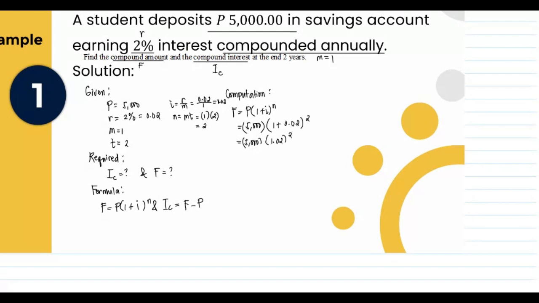raised to 2. And then we do the exponents first, class. Do not do it the way some students do, wherein they multiply 5,000 with 1.02 immediately. Remember, we are still going to follow PEMDAS. So the exponents come first, so we do this first. Then later on we do the multiplication. Okay? So for this case, it would now be 1.02 raised to 2, then you do the multiplication afterwards.